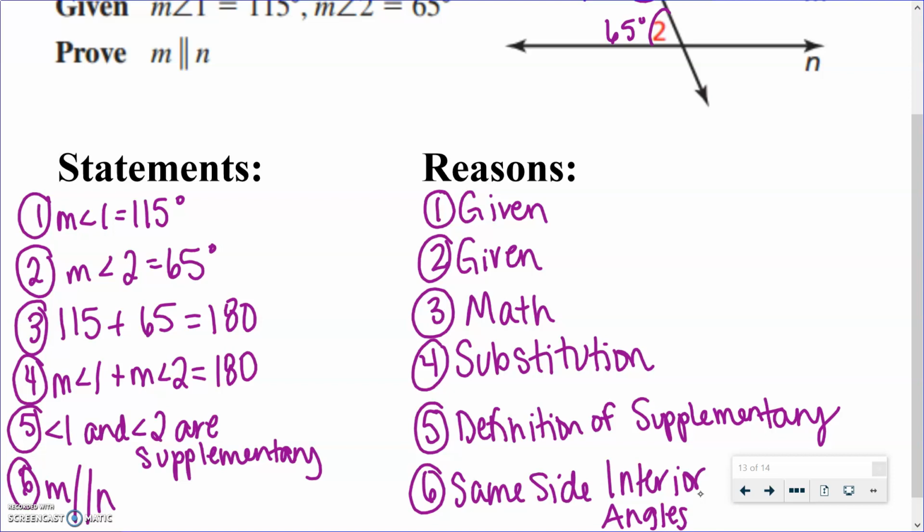Okay, so that is 3.3. Again, we're just using everything we know about the relationships and angles and parallel lines cut by a transversal to then prove things and solve for x.